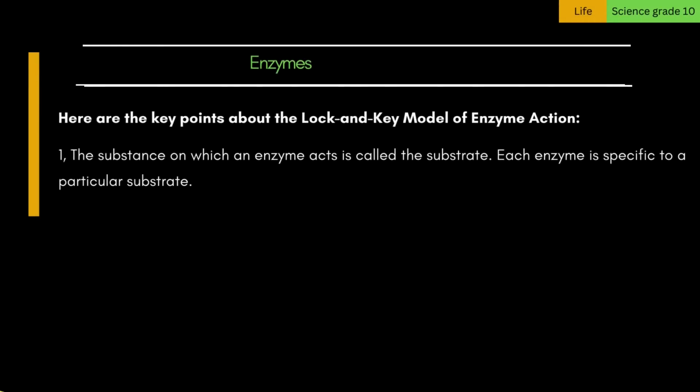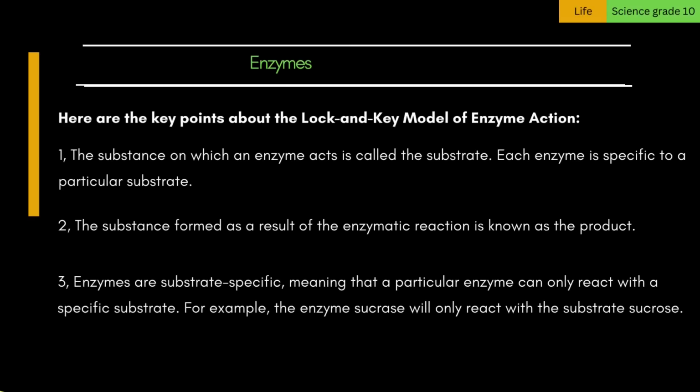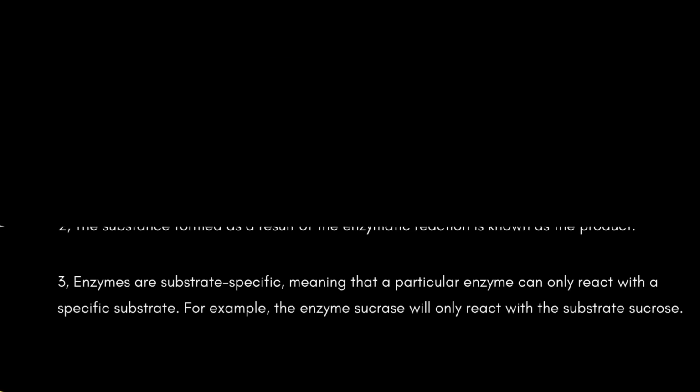1. The substance on which an enzyme acts is called the substrate. Each enzyme is specific to a particular substrate. 2. The substance formed as a result of the enzymatic reaction is known as the product. 3. Enzymes are substrate-specific, meaning that a particular enzyme can only react with a specific substrate. For example, the enzyme sucrase will only react with the substrate sucrose.